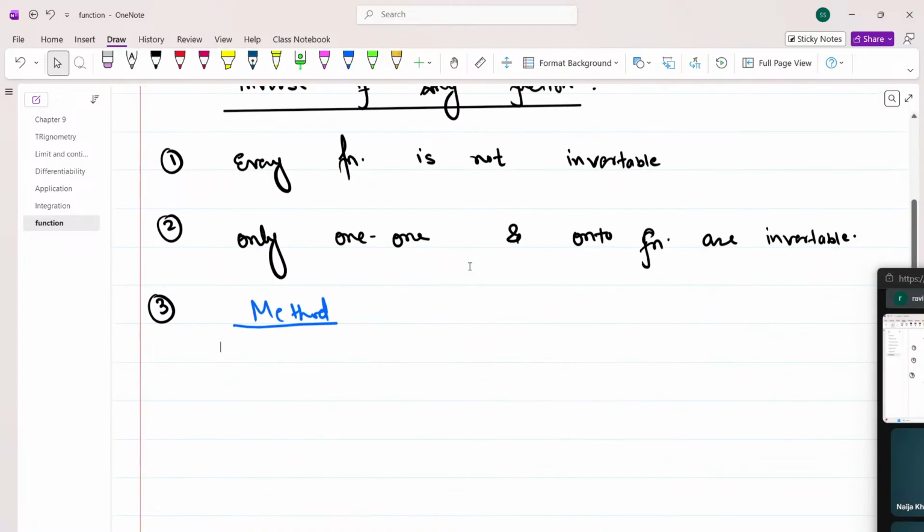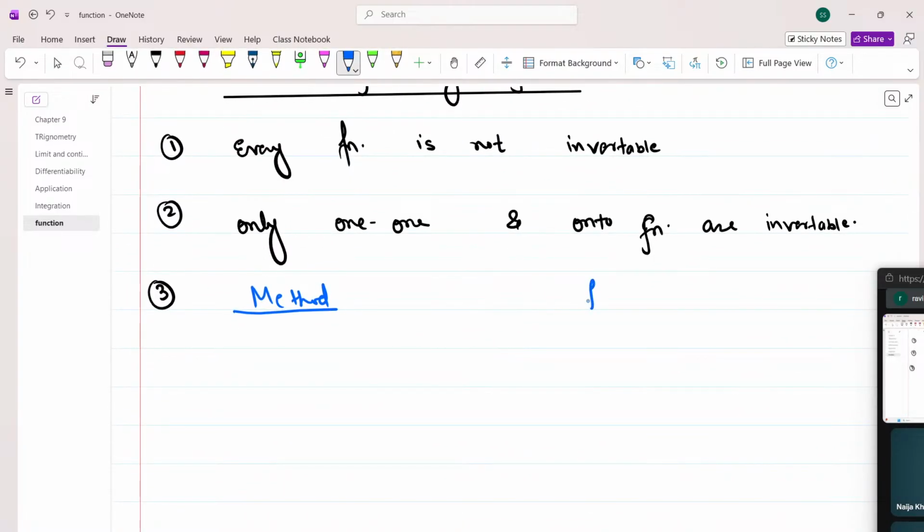Now suppose f(x) is equal to 2x plus 1, right? So as per your concept, what should be f inverse of x? Can you tell me what should be the f inverse of x? You want to say x is equal to 2y plus 1.